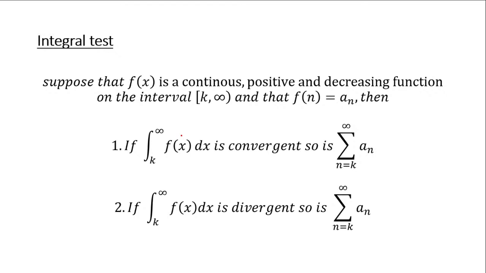When they give an improper integral, what you need to do is this: if the integral from k to infinity of f(x) dx is convergent, then a_n also is convergent. So when they give it to you, you find the integral of a_n, and when you replace it by this and it's convergent, this also is convergent. If it's divergent, that also is divergent. So let's take an example of it.